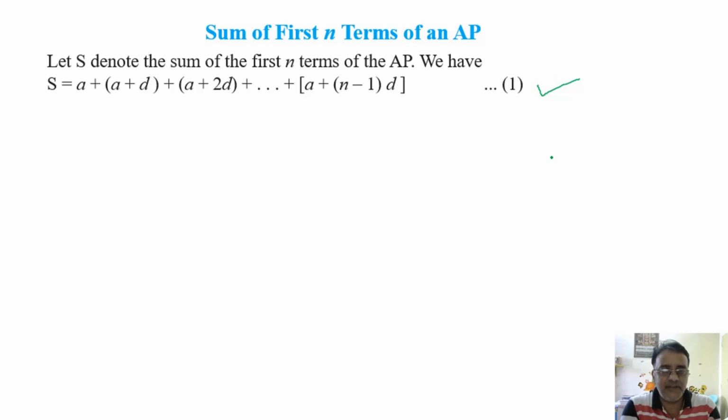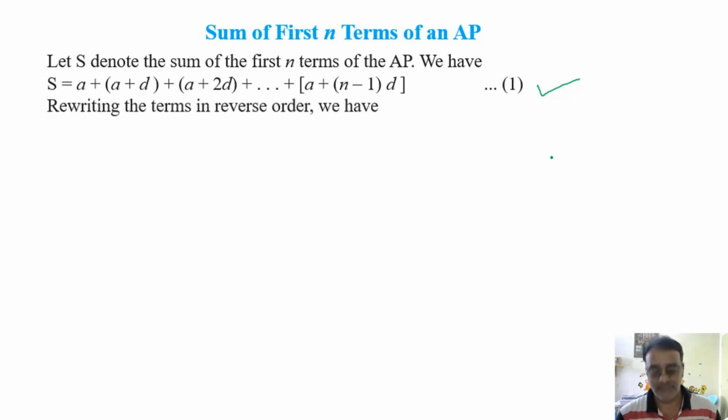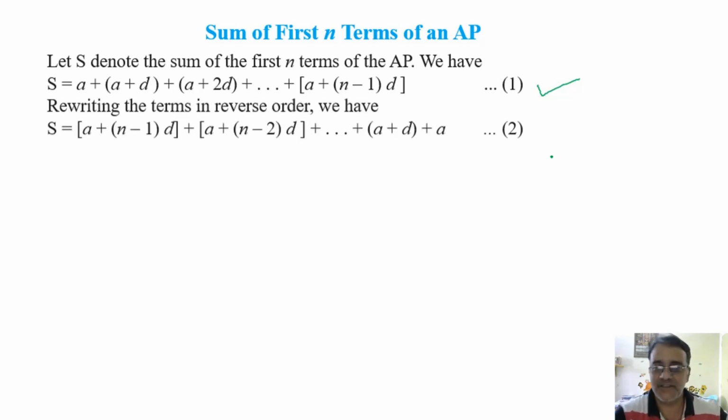Now what will happen if you reverse the order? Will the sum change or will you get the same sum? Same sum. Take 2, 3, 4, 5: 2 plus 3 plus 4 plus 5. If you reverse the order, 5 plus 4 plus 3 plus 2, does the sum change? No, sir. Okay. So we are going to rewrite the same sum S by reversing the order. So the sum will be the same.